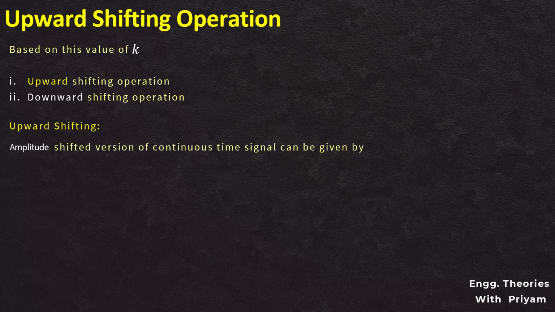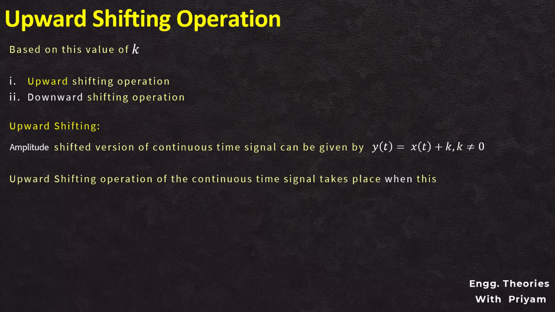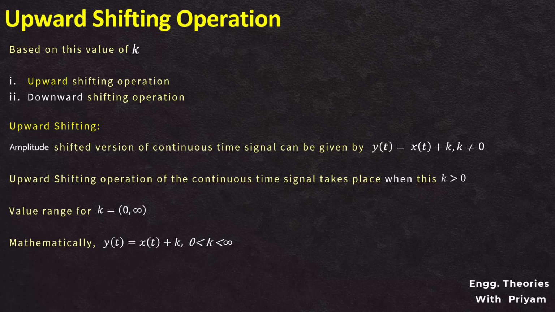Let's see the condition for upward shifting operation of the continuous time signal. Again, the amplitude shifted version of the continuous time signal x(t) can be expressed as y(t) is equal to x(t) plus k, where k cannot be equal to 0. Now, the upward shifting of continuous time signal takes place when this k is greater than 0. If this condition is true, then k will have the value range from 0 to infinity, or possible values of k will always be positive and greater than 0. Mathematically, it can be shown as y(t) is equal to x(t) plus k, where k lies between 0 and infinity. This amplitude shifting operation only changes signal in the amplitude axis. No changes take place of the signal in the time axis.